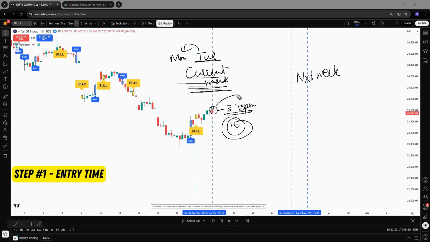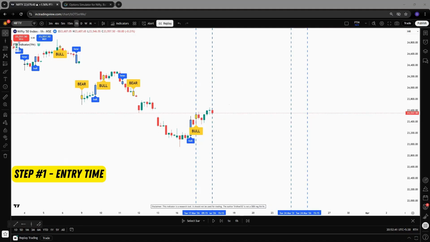I am planning for next week expiry. This is a simple logic. There's nothing complicated here. Execution time I will do only in the last 15 minutes. I'll tell you what are the steps of execution. I'll tell you everything in detail. Just make sure that you take notes properly.